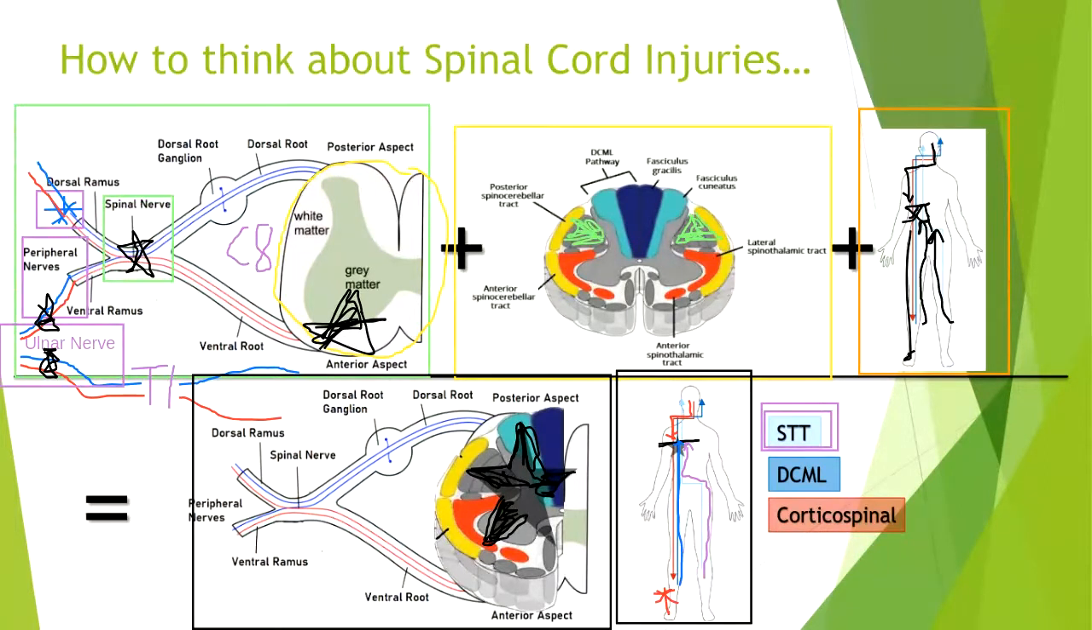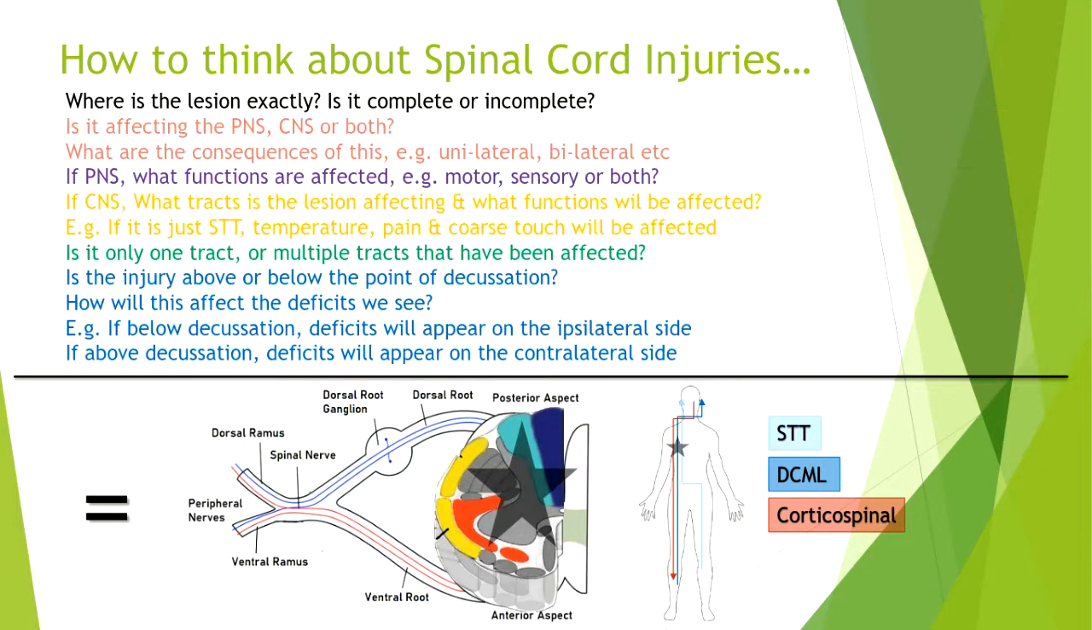So I'm just going to pop over to the next slide. This slide's just looking at the different questions that you need to ask yourself when you're looking at a spinal cord injury. Obviously, the first thing that we're going to be asking ourselves is, where exactly is the lesion? And is it complete or incomplete? The name of your spinal cord injury should tell you that, because if you recall, and I'll pop back up to it while we're here.